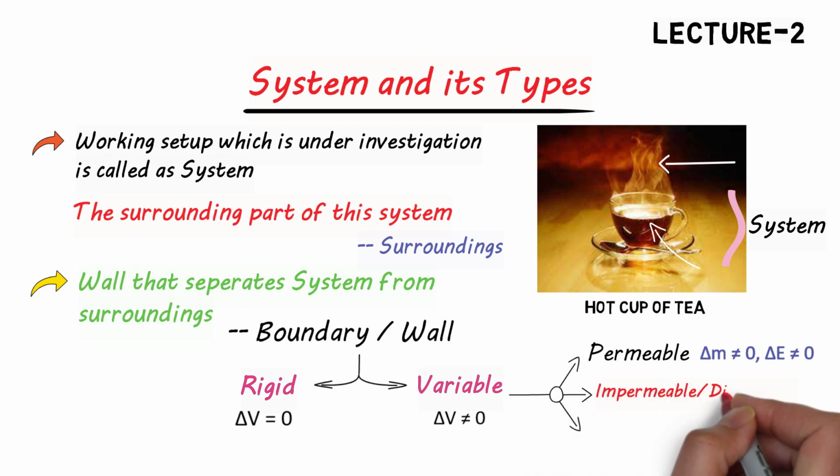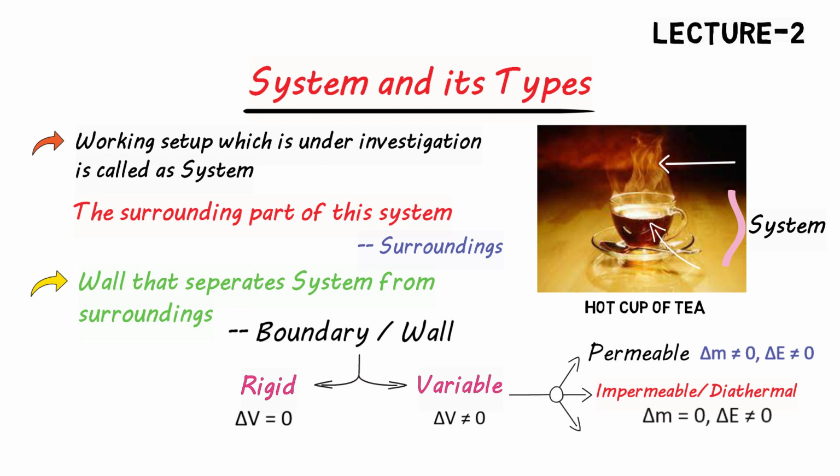And the next is impermeable or diathermal wall. In this particular boundary there is no mass exchange, but there is energy exchange with the surroundings. So that's why delta M is 0 and delta E is not equal to 0, indicating there is energy change. So energy can be transferred from system to surroundings and vice versa, but there is no mass exchange at all.